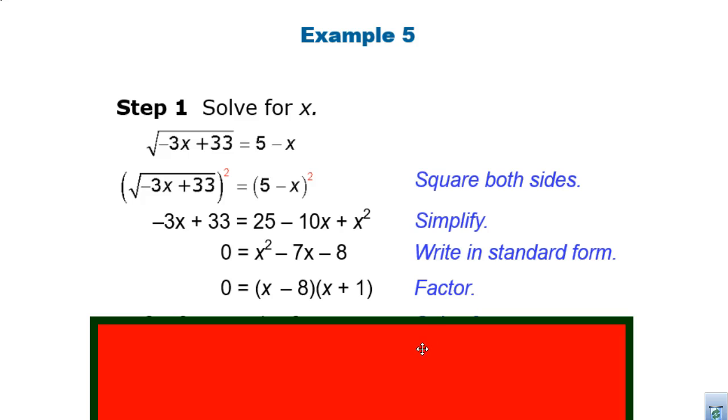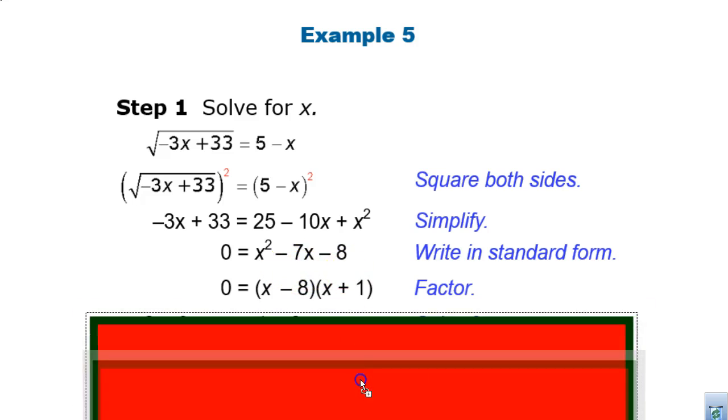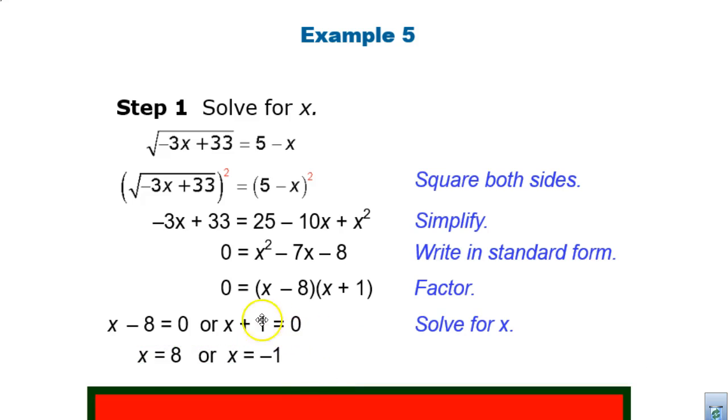But in this case, it factors pretty easily to be x minus 8 times x plus 1, which gives us two solutions. X minus 8 gives us a solution of positive 8, and x plus 1 gives a solution of negative 1. This is where we really have to be careful with extraneous solutions. It is possible that when we plug in either 8 or negative 1, they won't actually work, or one of them won't actually work. So we have to plug them in to see.